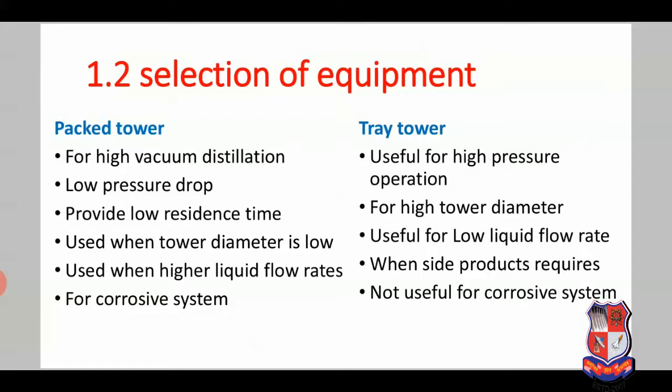So in case of a corrosive mixture, a packed tower is advised. Next, suppose you need to take some side stream from the tower, then it is not possible to use a packed tower. For example, in a refinery, petrol, diesel, lubricating oil, naphtha, and kerosene are all separated from a single tray tower. Means from one column you need to separate out 8 to 10 fractions. These types of fractions are not possible to obtain in a packed tower. So in this type of case we need to go for a tray tower only.